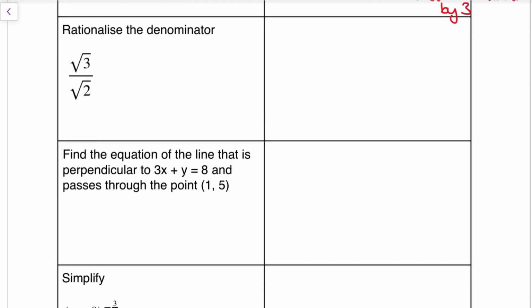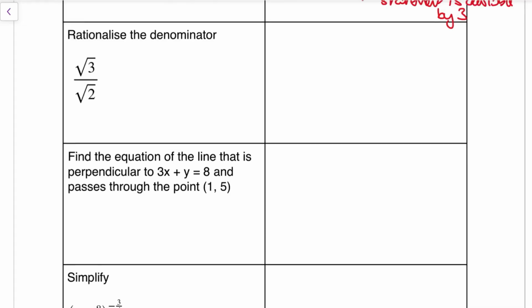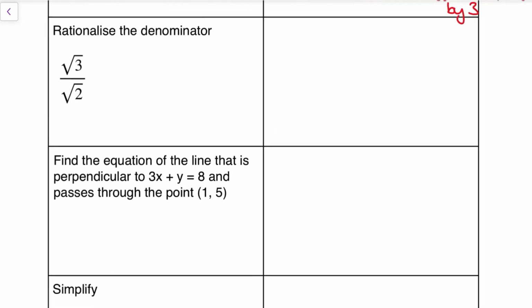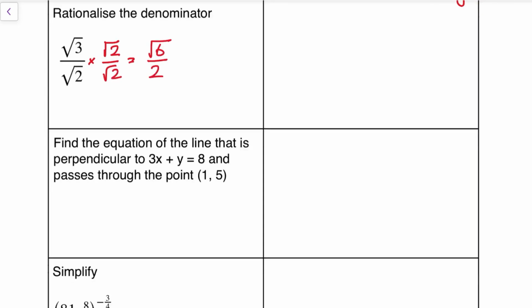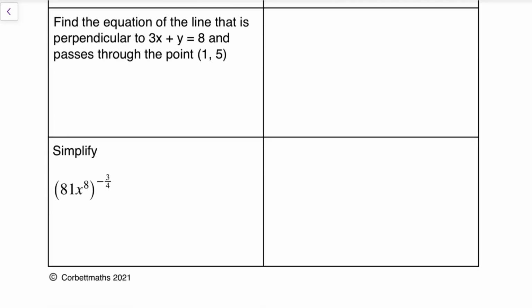Rationalize the denominator. So this is just a nice straightforward skill, isn't it? So if you have a surd on the bottom and no plus or minusing, you multiply top and bottom by whatever that surd is. So top and bottom by root 2. Root 3 times root 2 is root 6. You multiply the numbers inside. Root 2 times root 2 is 2, and it's just going to give me root 6 over 2. Not a terrible question. Next question.